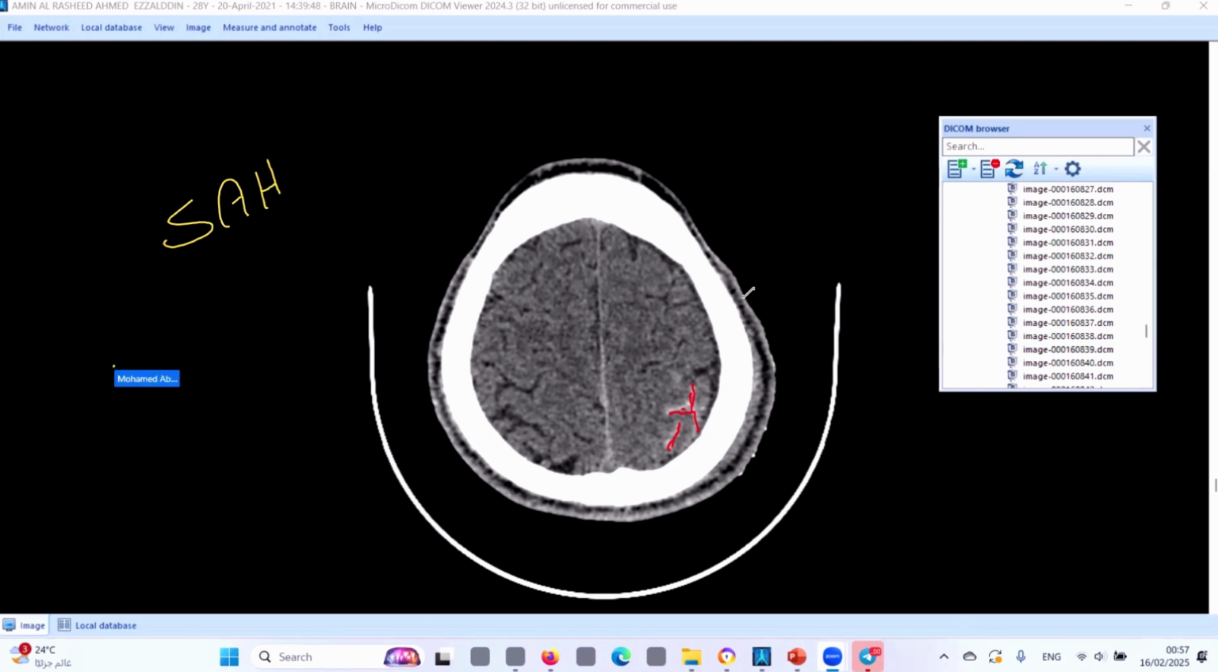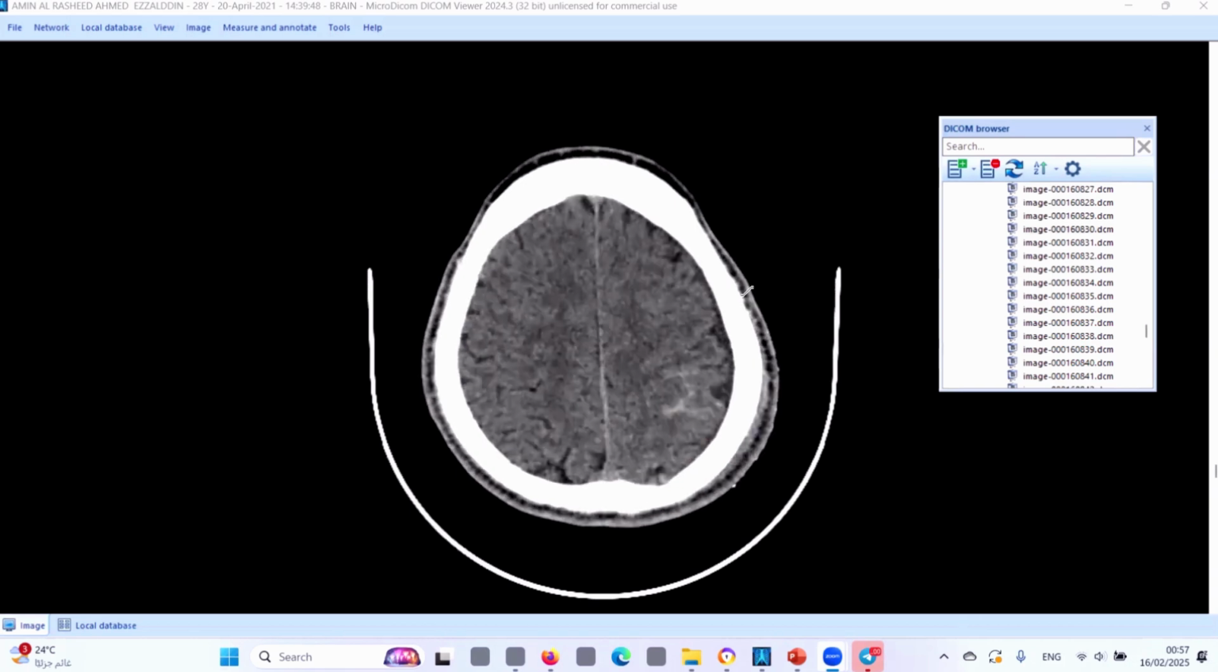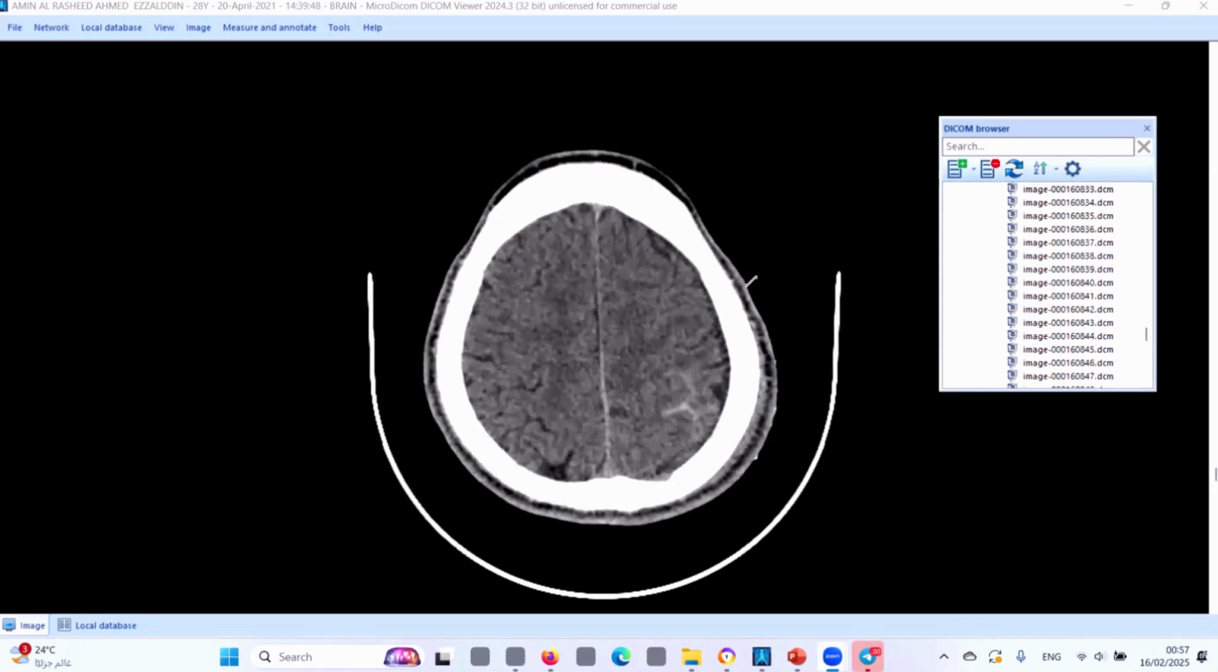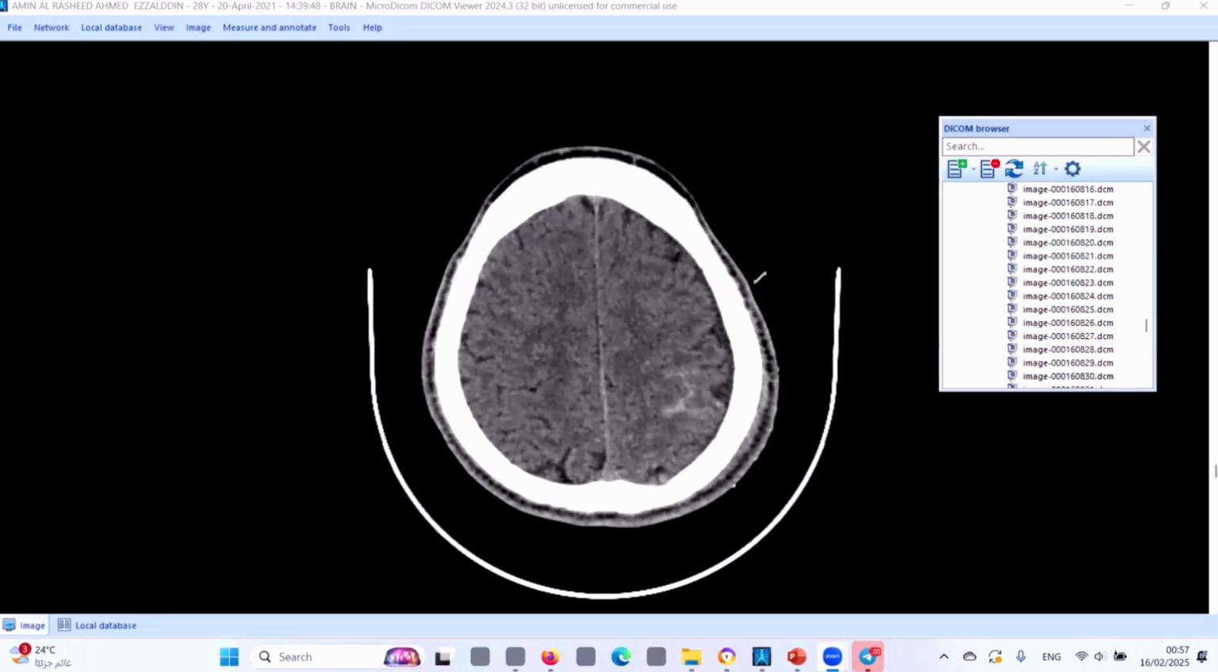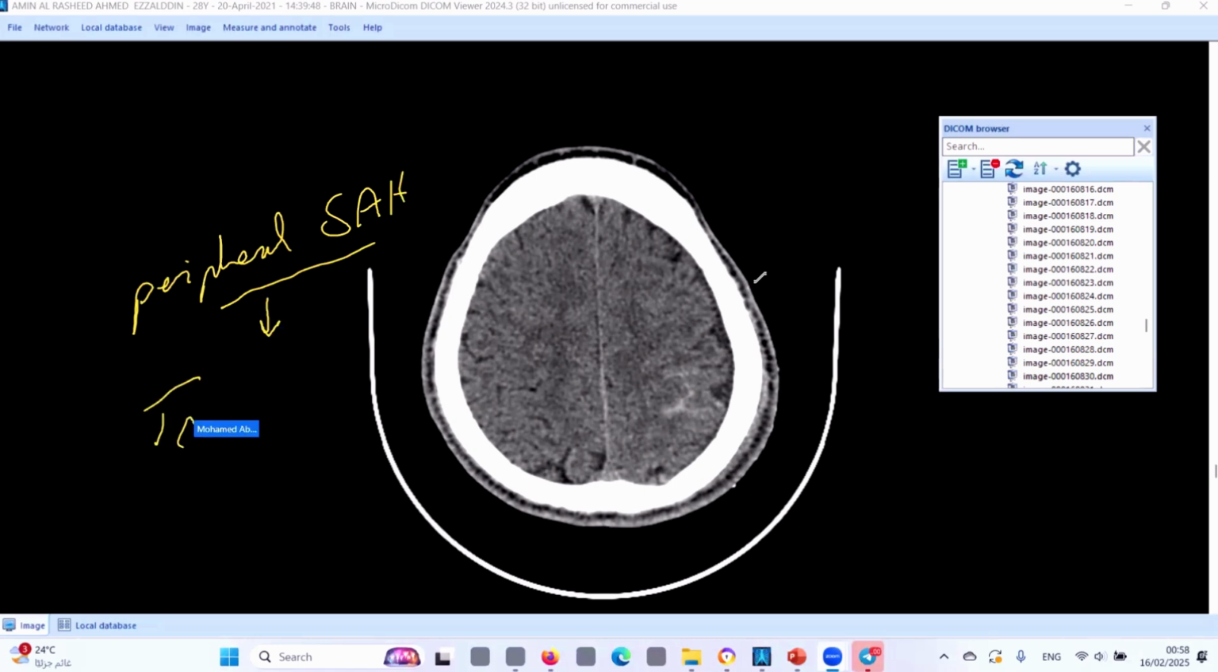The good description is smearing. Smearing of the cortical sulci by blood density. This localized subarachnoid hemorrhage is located at the left high parietal region. So it is peripherally located, peripheral subarachnoid hemorrhage. The most common cause for the peripheral subarachnoid hemorrhage is traumatic.